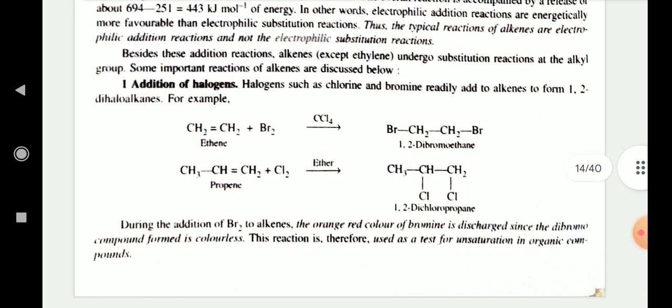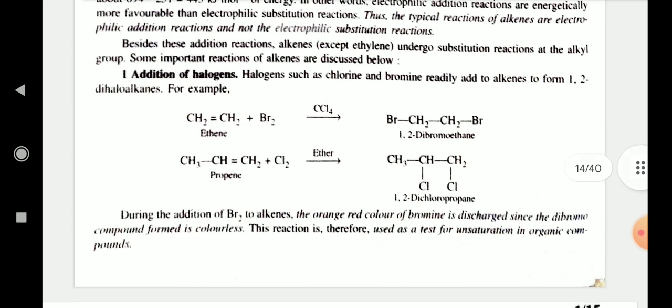Besides these addition reactions, alkenes except ethylene undergo substitution reaction at the alkyl group. Some important reactions of alkenes are discussed below. First, addition of halogens. Halogens such as chlorine and bromine readily add to alkenes to form 1,2-dihaloalkanes. During the addition of Br2 to alkenes, the orange-red color of bromine is discharged since the dibromo compound formed is colorless. The reaction is therefore used to test unsaturation in organic compounds.